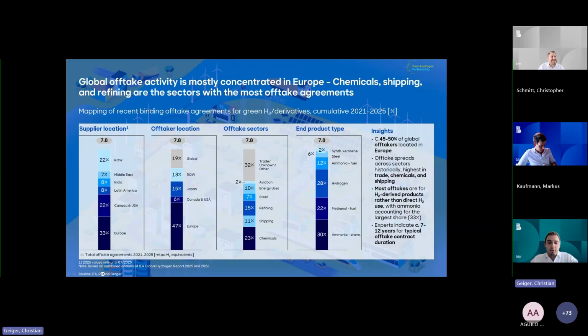Maybe a few insights into what we see in the market. Firstly, looking at the historic. Christian, sorry, I didn't unmute myself quick enough. Can you go back quickly?